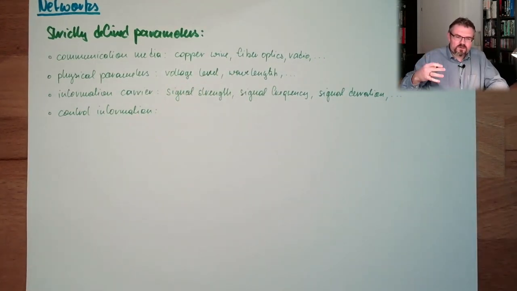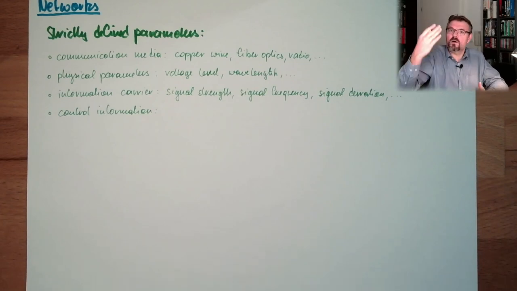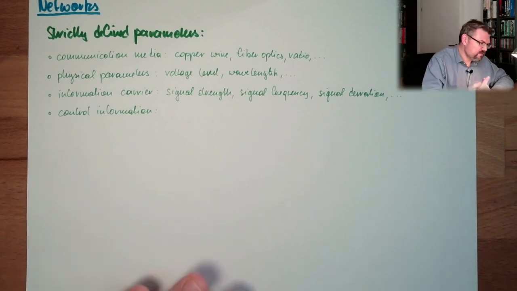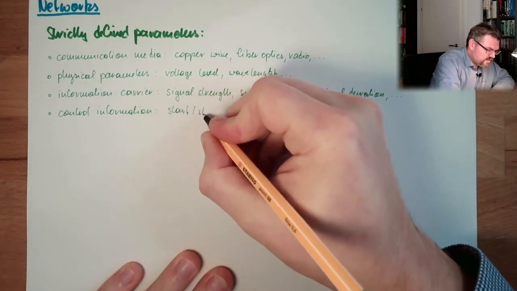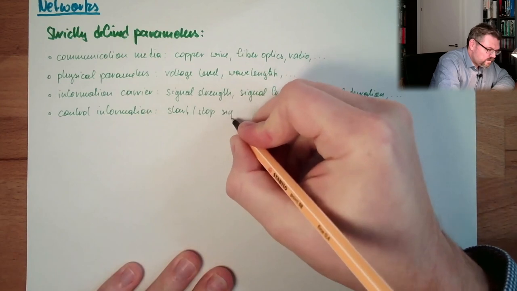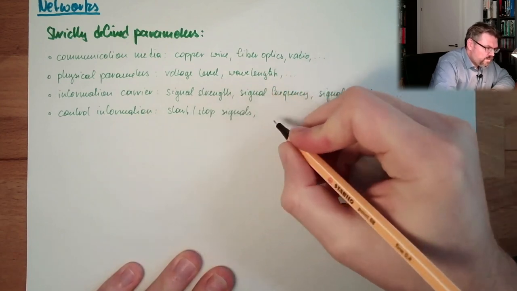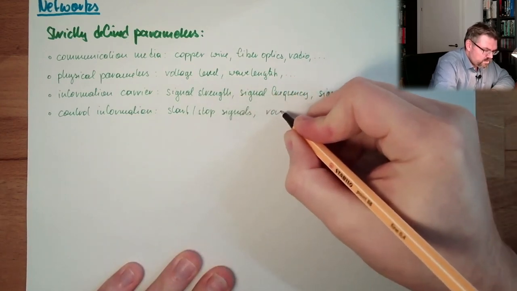There we're talking about controlling the communication. If I want to start to communicate, how do I make sure that somebody is listening? And if I am listening, how do I get notified if this information is for me or for somebody else? So we're talking about start signals, start and stop signals. We're talking about routing information.